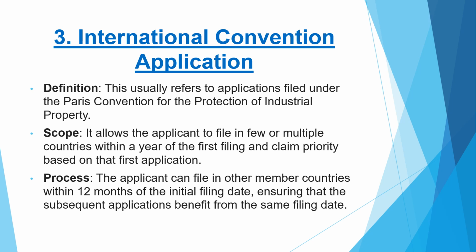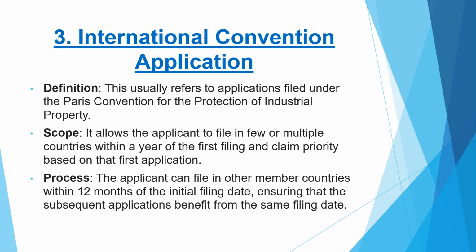International convention application usually refers to applications filed under the Paris Convention, where you file the provisional application and within a period of 12 months you have to file the complete application, and within that 12 months only you have to file in all jurisdictions where you want protection. This suits when you are very clear about the jurisdictions in which you want protection, say one or two, not so many.